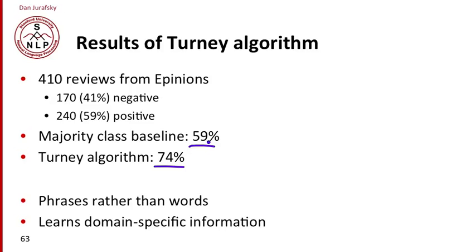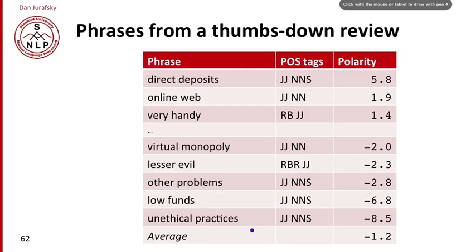So what's important about the Turney algorithm is that it lets us look at phrases, learn phrases rather than just words. And what's true in general about these unsupervised algorithms is we can learn domain-specific information that might not be in some online dictionary. So if I go back to the previous slide, if we're doing banking, a phrase like direct deposit or virtual monopoly might not be in an online polarity dictionary. So we need to use some of these semi-supervised algorithms for learning the polarity of these kinds of words.